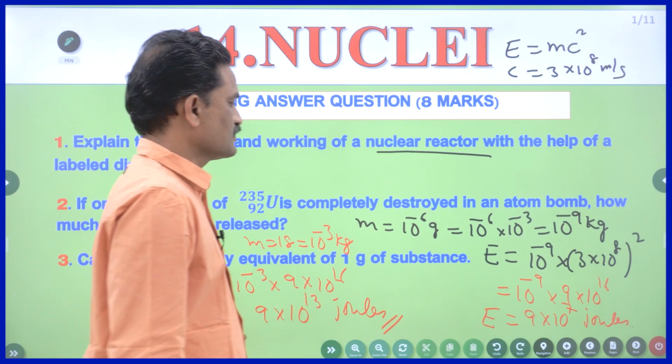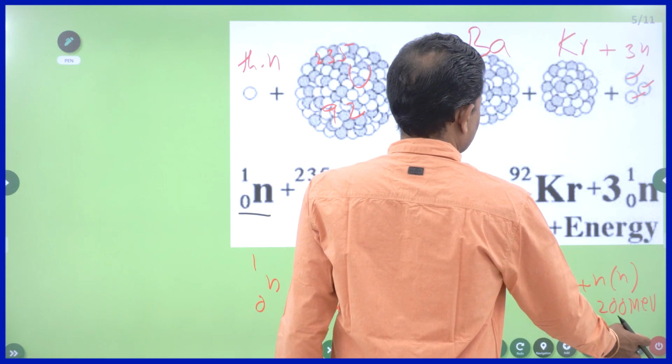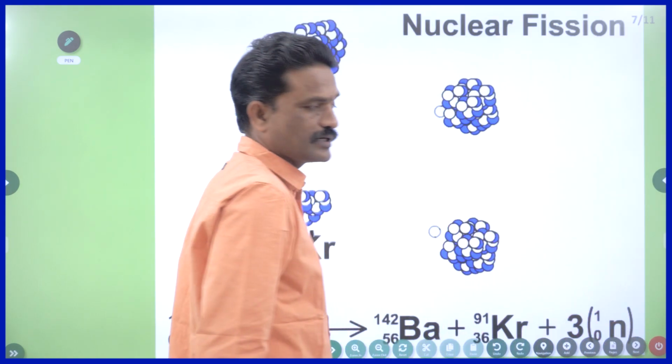So if you write this much, so drawing the diagram is very, very important, and write about the components of the nuclear reactor, you will be getting 8 marks.